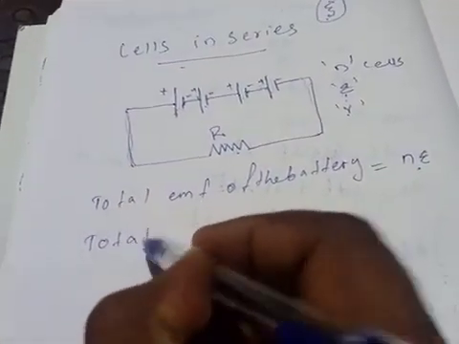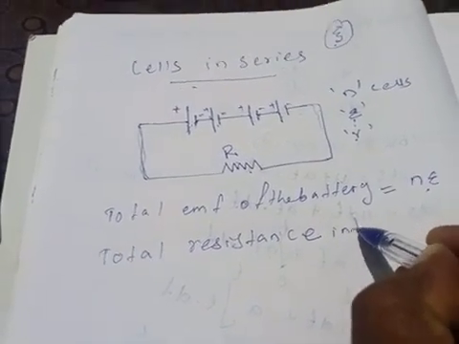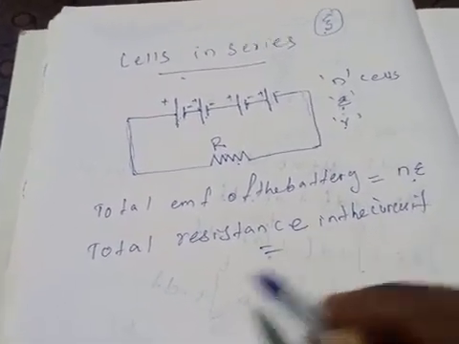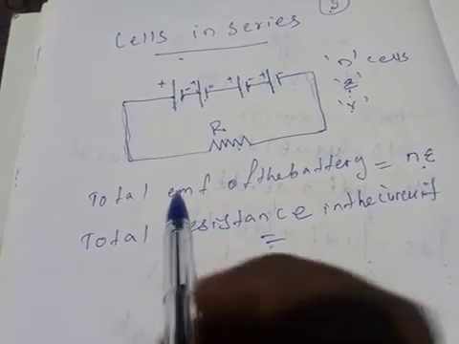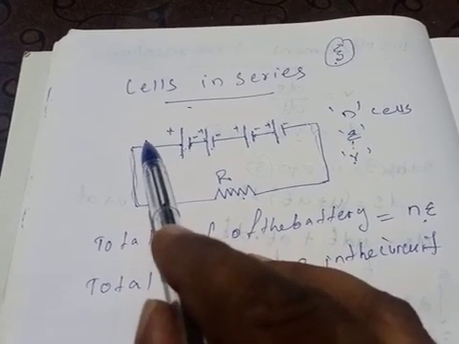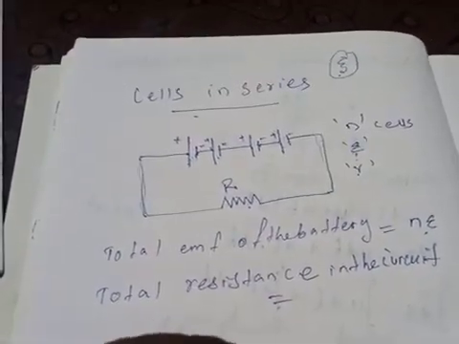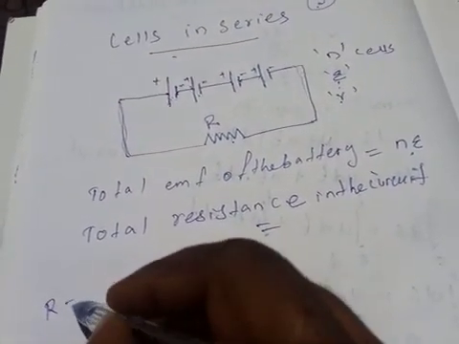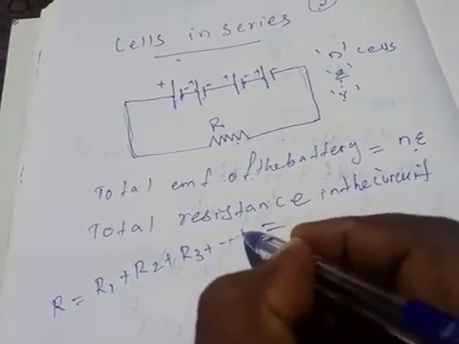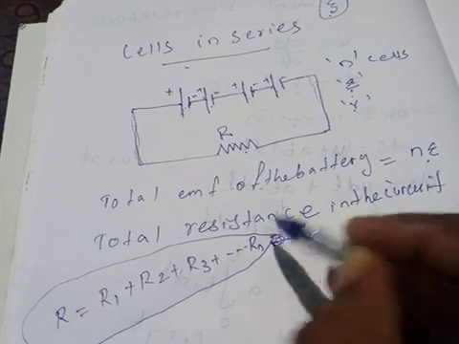Now, the total resistance in the circuit equals what? How will you find out the total resistance? You see, this is a series circuit. In a series circuit, the total resistance R is equal to R1 plus R2 plus R3, etcetera, up to Rn, isn't it? This formula you have learned for resistances connected in series.